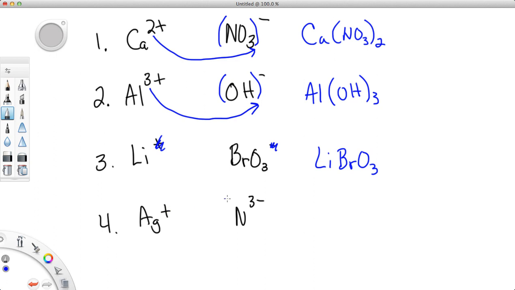Next up is silver, Ag plus and N3 minus. They're not equal and opposite, so we have to crisscross. The 3 is going to come over here. I'm going to write the 3 there. We don't have to do anything with the 1, so there's our answer. Ag3N, silver nitride. So that is the end of combining ions in order to make neutral molecules.